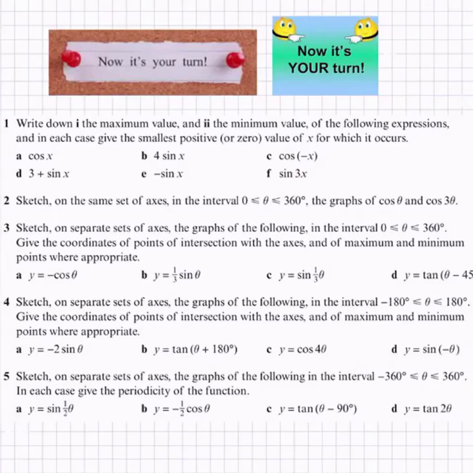Now it's your turn. For example, number 1, write down (i) the maximum value and (ii) the minimum value of the following expressions, and in each case give the smallest positive or 0 value of x for which it occurs. So you will plot the graphs on your graphics calculator and you'll find the minimum and the maximum value. And then you go on to number 2, number 3. And when you're ready for your answers, you'll come back and we will check them.